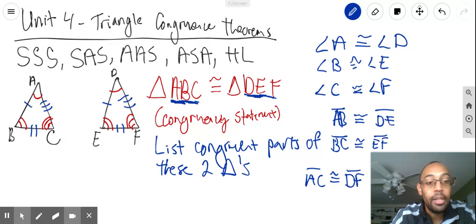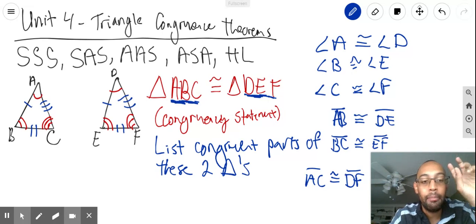And this is what is going to be helpful to you when we are proving that triangles are congruent. Because in certain situations, you're going to be given certain information, and then from there, you will be able to determine if 2 triangles are congruent or not. So this is the background information: understanding that if you are given a congruency statement, you can match up angle congruencies and segment congruencies.